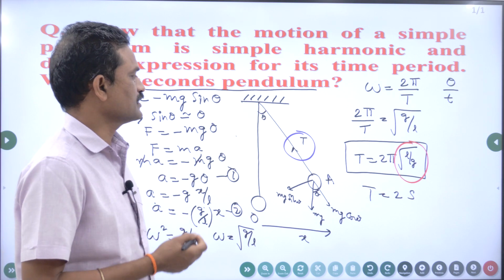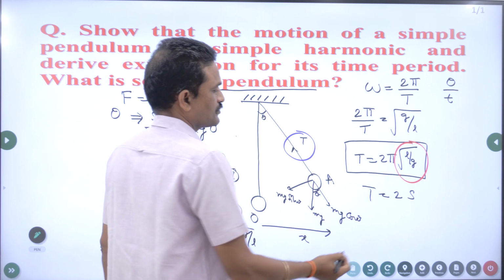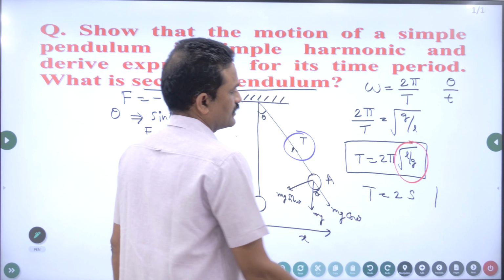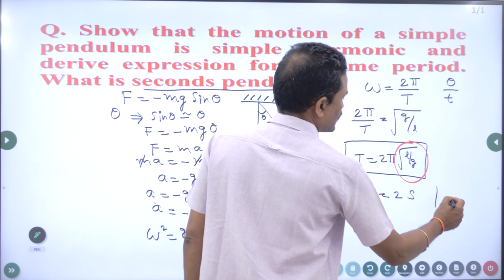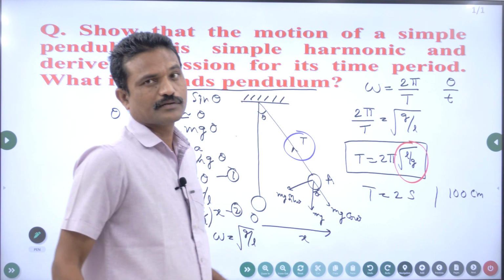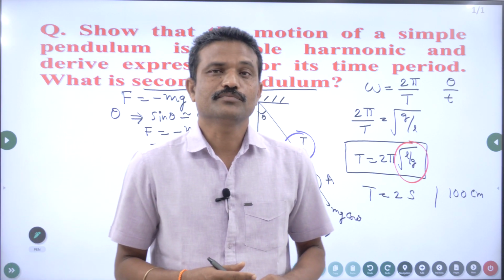The length of the seconds pendulum may come as a question in a problem. The length of the seconds pendulum will be around 100 centimeters. That is not included in our question, but it is better to know about this.